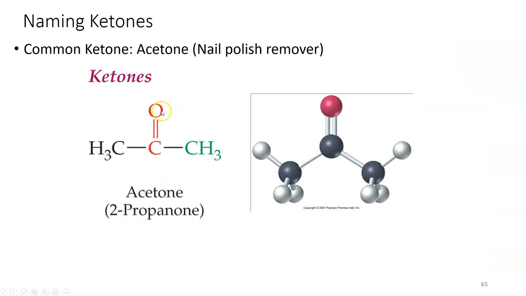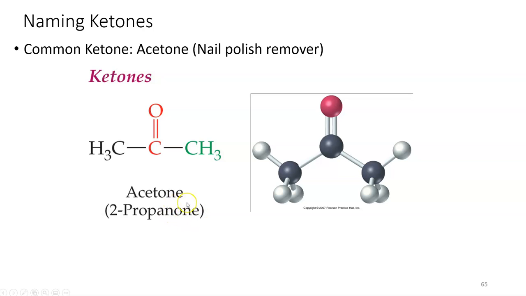Ketones are that functional group where the carbonyl group is in the middle of a chain. Here's a common one, acetone. This is the common name for this one. And we can also see the IUPAC name here, methyl ethyl propyl. So you'll notice that prop is the backbone.